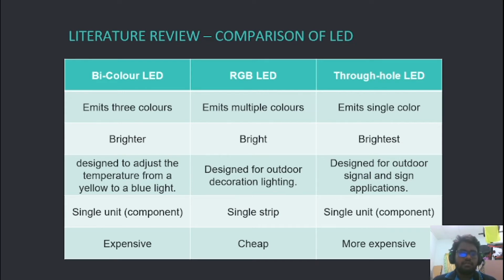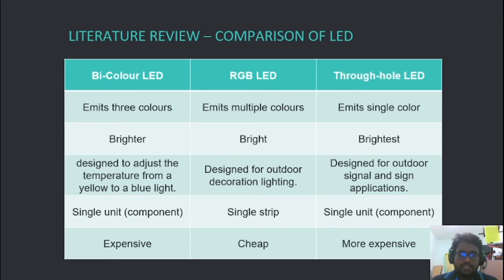The bicolor LED is designed to adjust the temperature from yellow to blue light, and the RGB LED is designed for outdoor decoration and lighting purposes. The through hole LED is designed for outdoor signal and sign applications.